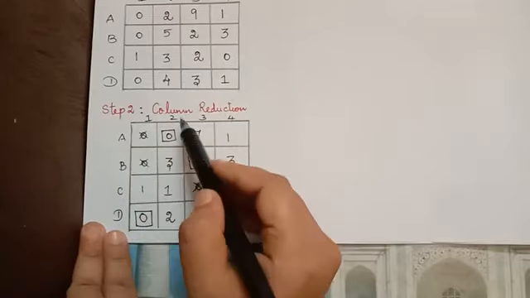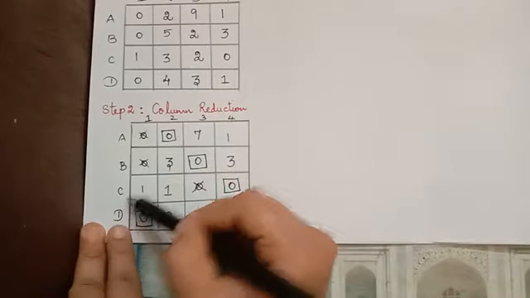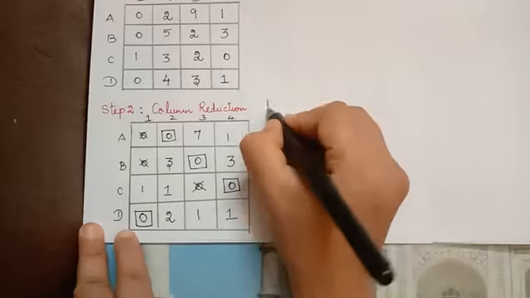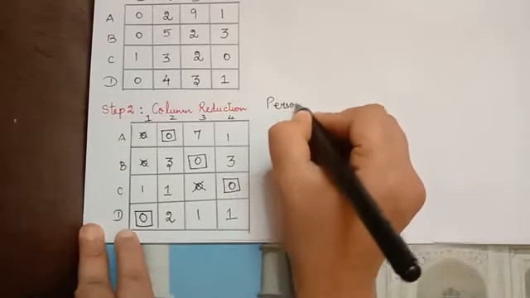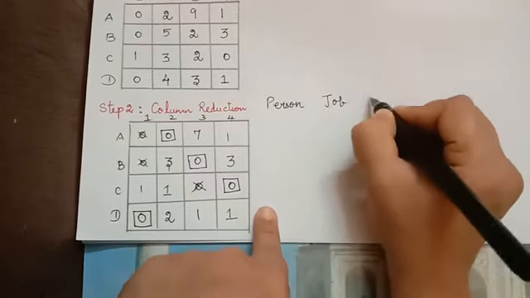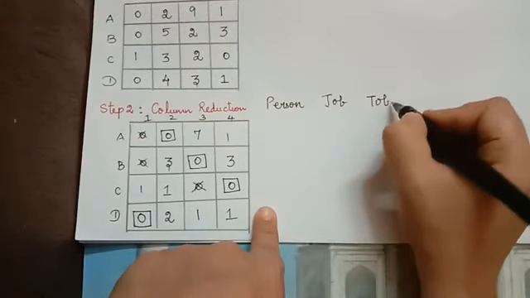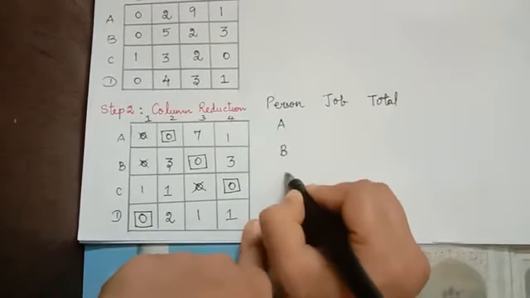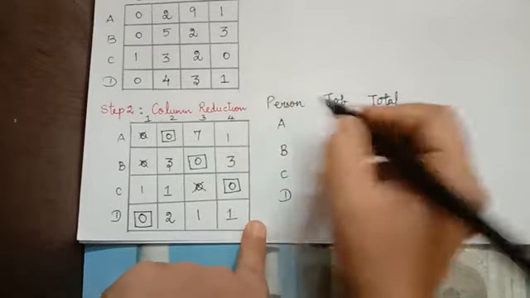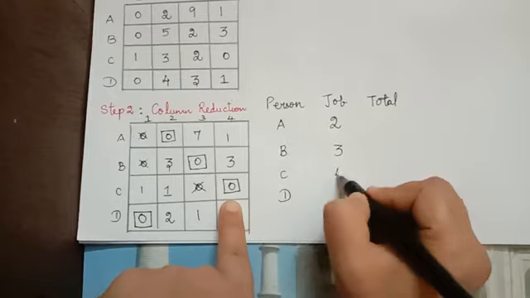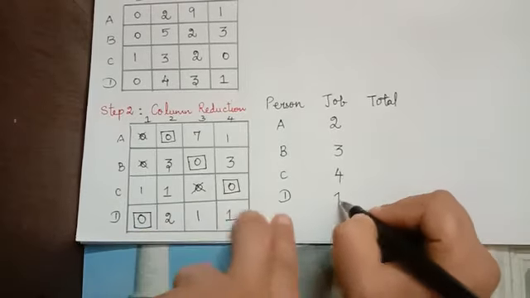And if we see, jobs have been assigned to all the persons. Person A has been assigned job 2, person B has been assigned job 3, C has been assigned job 4, and D has been assigned job 1. So we shall conclude the problem by calculating the total minimum cost. Now for persons A, B, C and D, A has been assigned 2, B is 3, C has been assigned 4 and D has been assigned 1.